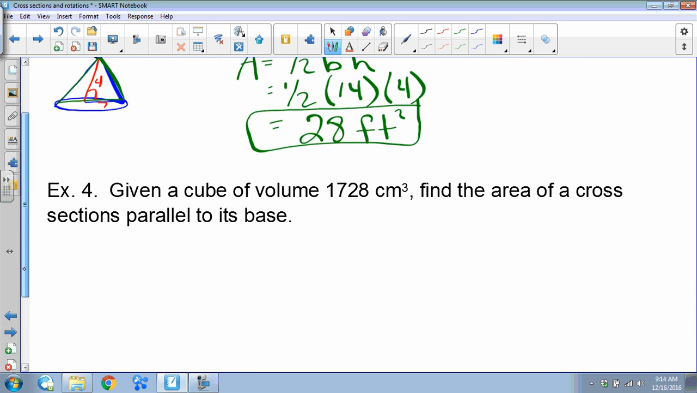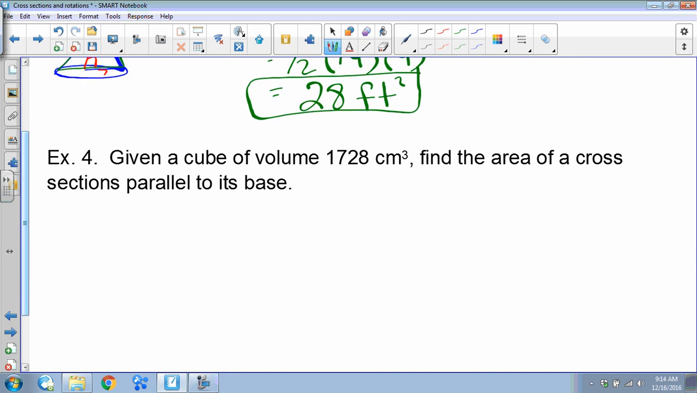All right. Given a cube with volume 1728 cubic centimeters. Find the area of a cross-section parallel to the base. What's the shape of a cross-section parallel to the base? A square, right? In order to find the area of a square, we have to multiply length times width, right? So how do we find the length and width? You just take the cube root.